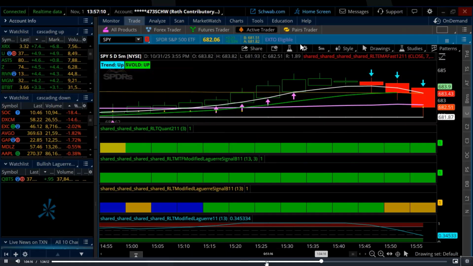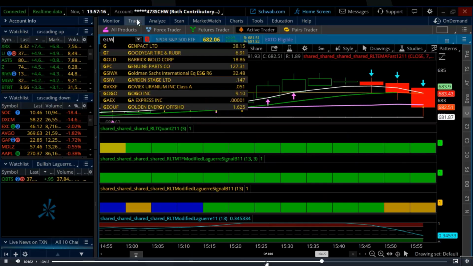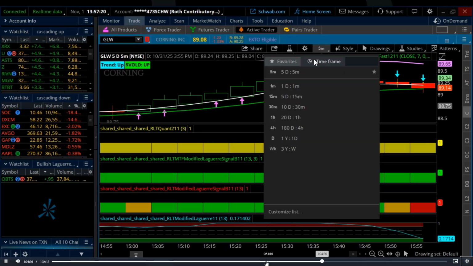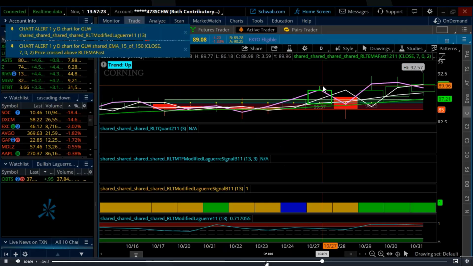Okay, I want to show you one other thing here on GLW. Again, this was GLW. This was a swing trade that we had on. Let's go back and take a look at the daily chart because it was a swing trade, so we were interested in the daily chart.